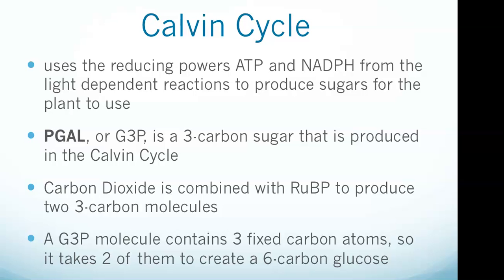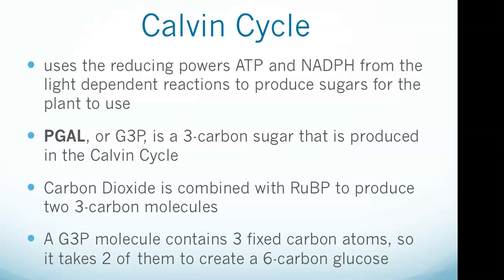There is no direct reaction that converts CO2 to a sugar because all of the energy would be lost to heat. There are three phases to the light-independent reactions, collectively called the Calvin cycle, and they are carbon fixation, reduction reactions, and RuBP regeneration. PGAL, or G3P, is a 3-carbon sugar that is produced in the Calvin cycle. Carbon dioxide is combined with RuBP to produce two 3-carbon molecules.